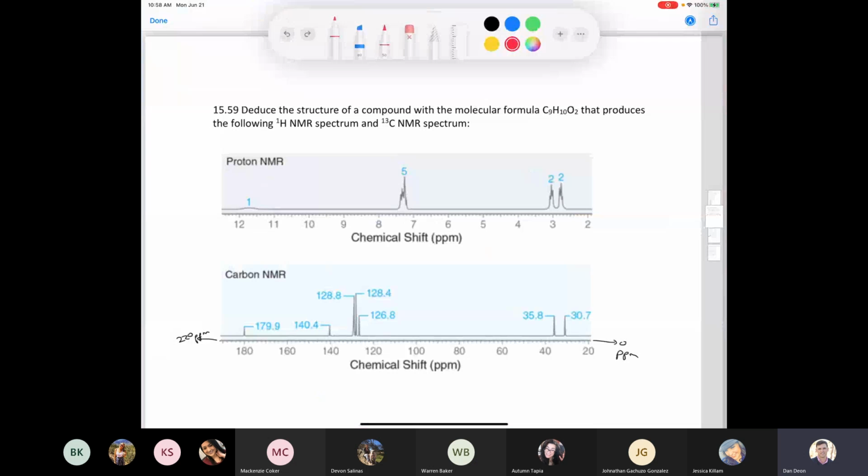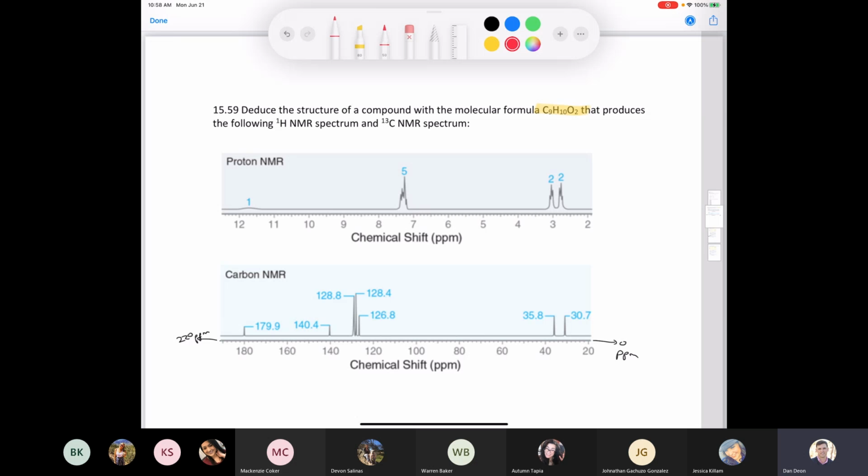Okay, Chemistry 3101, let's take a look at a problem. This comes straight out of our textbook. This is the kind of problem that you could face on a quiz or an exam. It says, deduce the structure of a compound with the molecular formula that's shown here. So they give us some information here that produces the following NMR spectrum and carbon-13 spectrum.